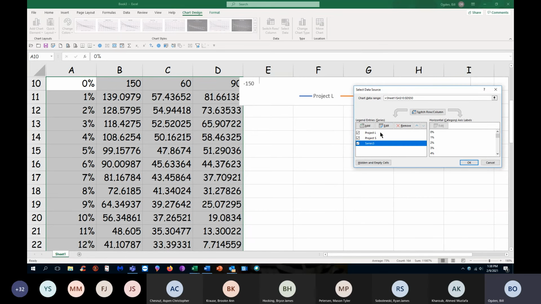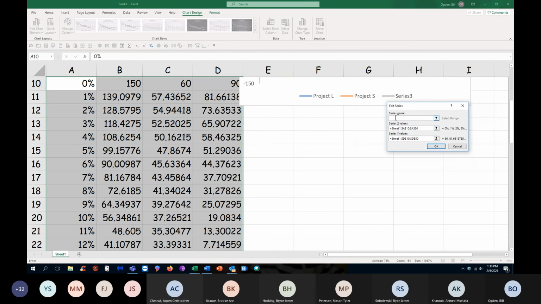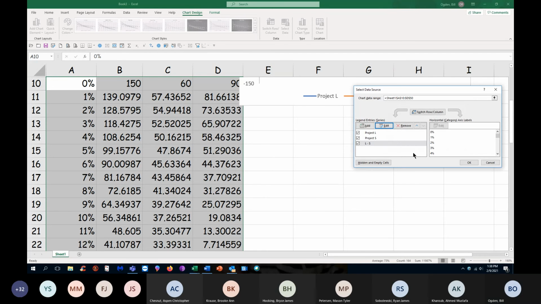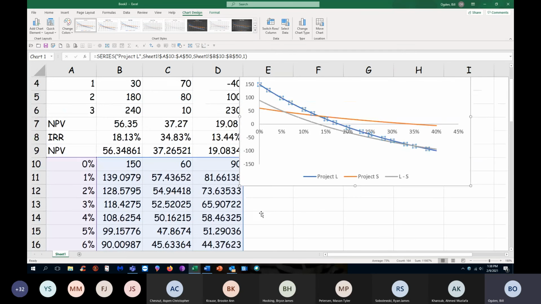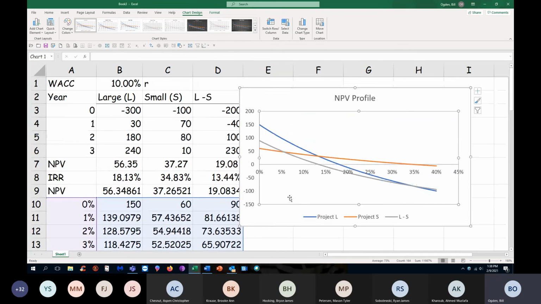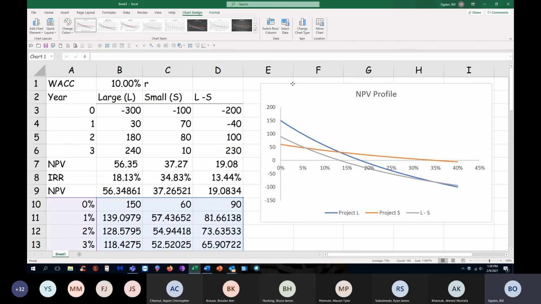What do you think I'll name this? How about L minus S? I'll say okay. And then we'll say okay. And now you have just a very fine looking graph, don't you? All right. Now from this graph, we can see many, many things.